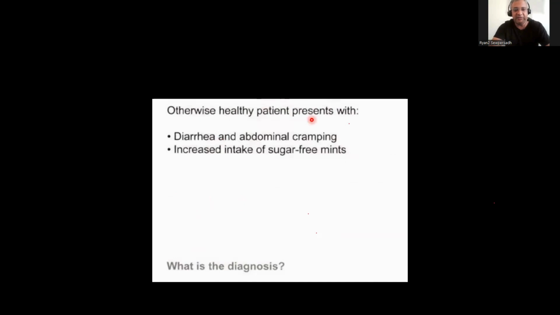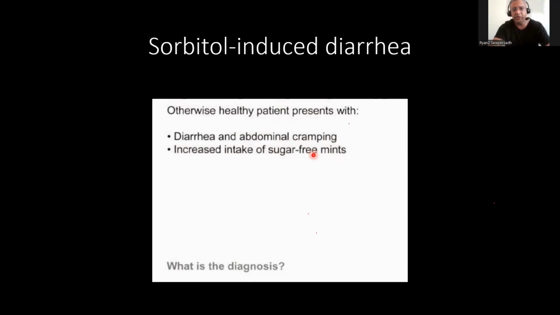Otherwise healthy patient comes in with diarrhea and cramps with increased intake of sugar-free mints. Now, sugar-free mints probably contain xylitol or erythritol, which, as you know, has a laxative effect. So this is what we call sorbitol-induced diarrhea.